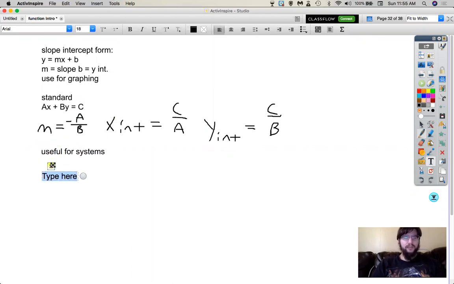Now our new equation, point slope form. Y minus y1 equals m times x minus x1. M is slope, and x1, y1 is the point.